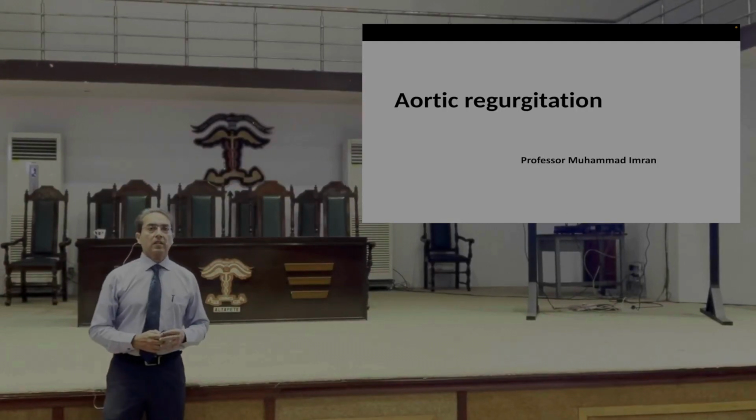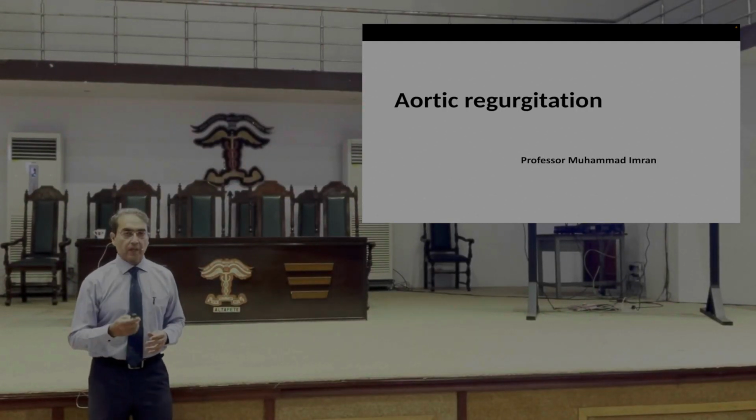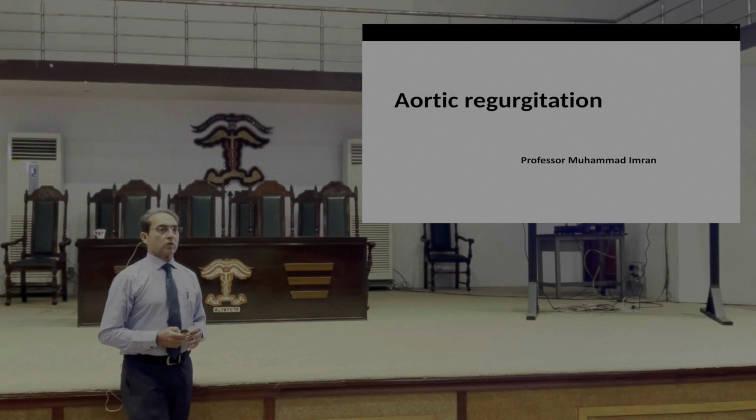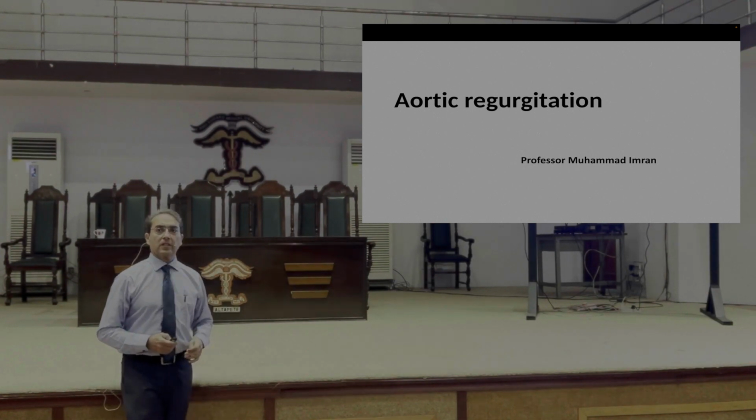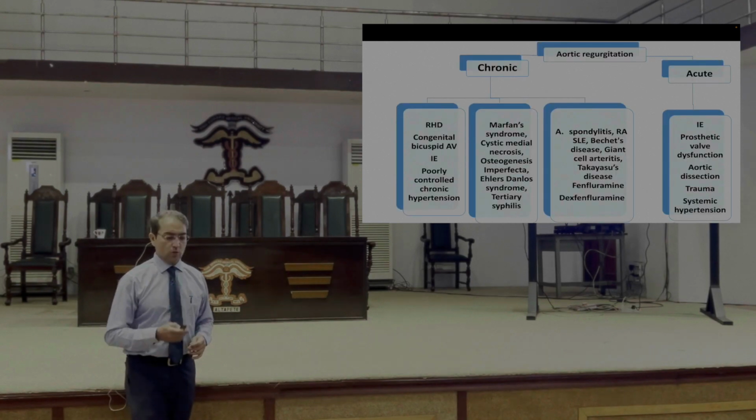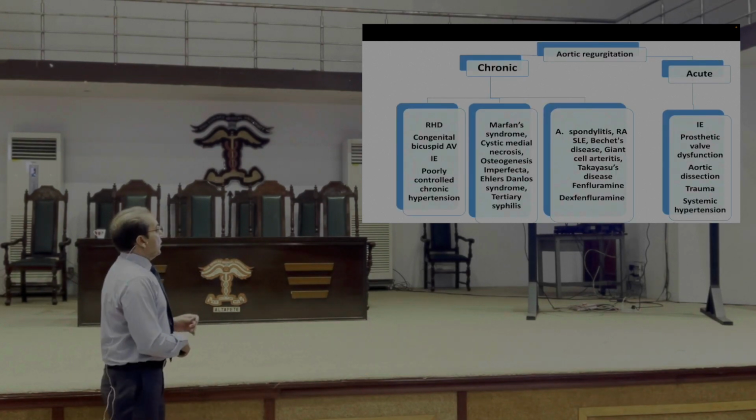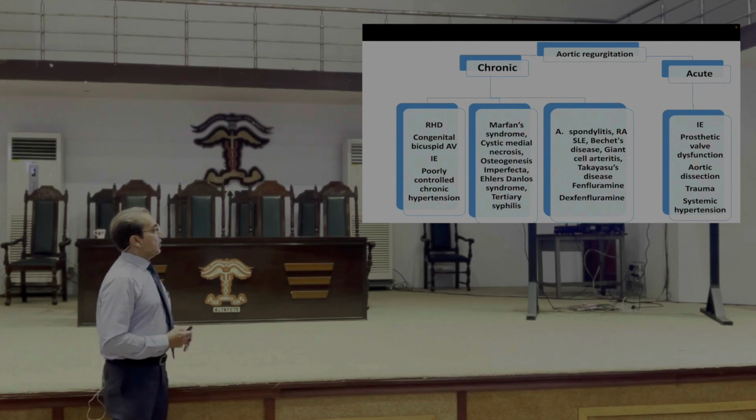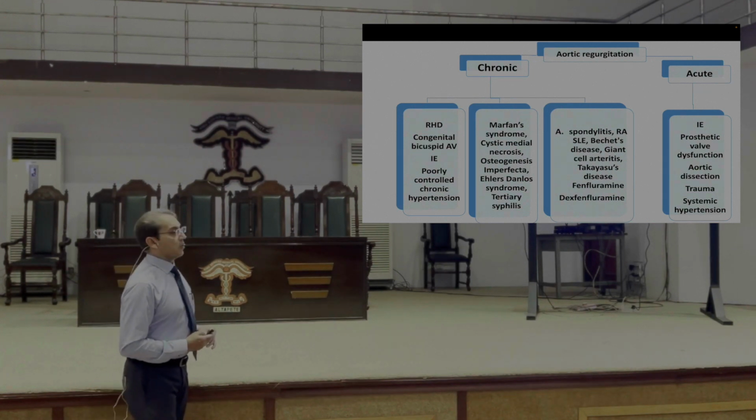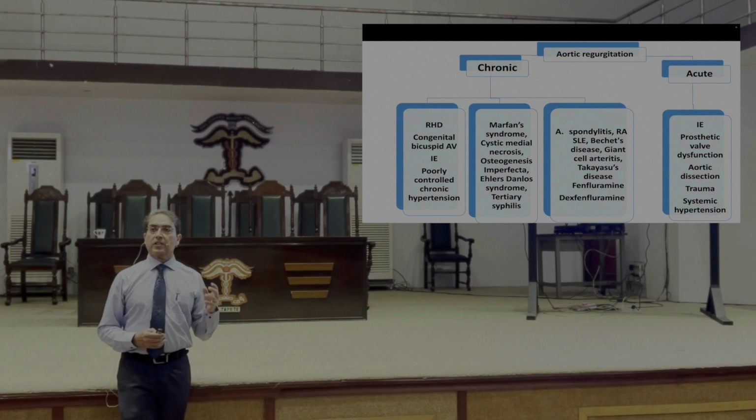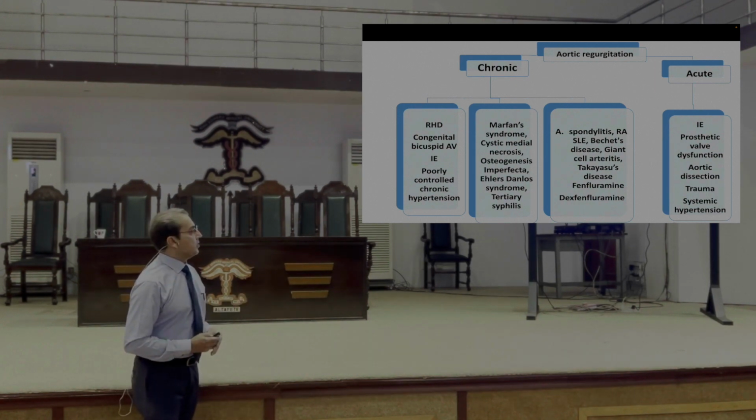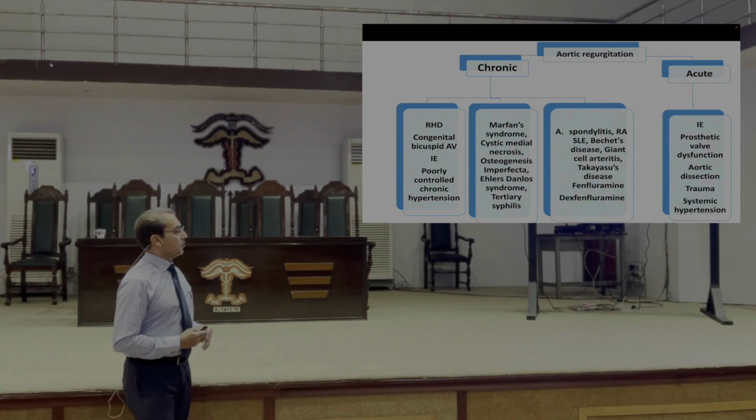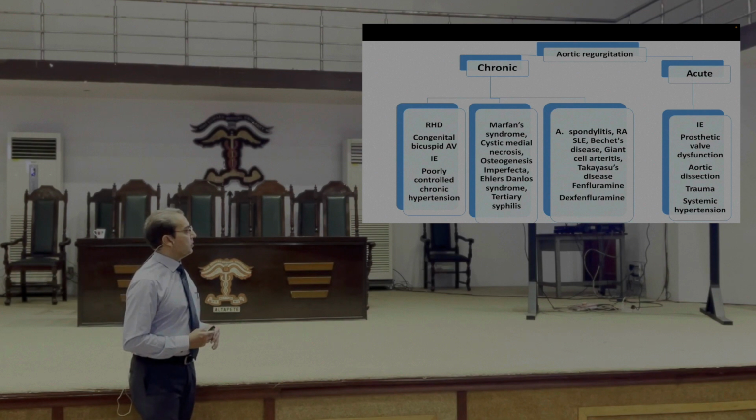Important lesion. Not only is it more common, it also has many findings which examiners are interested in asking you in examination. So aortic regurgitation can be acute aortic regurgitation and it can be chronic aortic regurgitation, like mitral regurgitation, which can be acute and chronic as well. So acute aortic regurgitation: infective endocarditis, prosthetic valve dysfunction, aortic dissection, trauma, systemic hypertension.